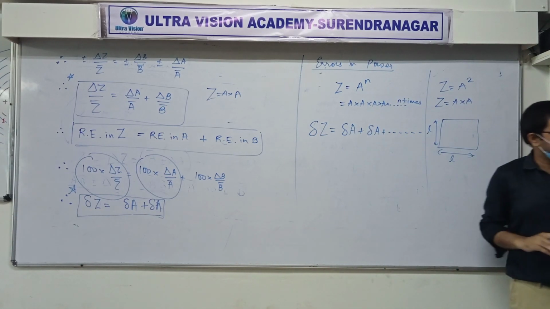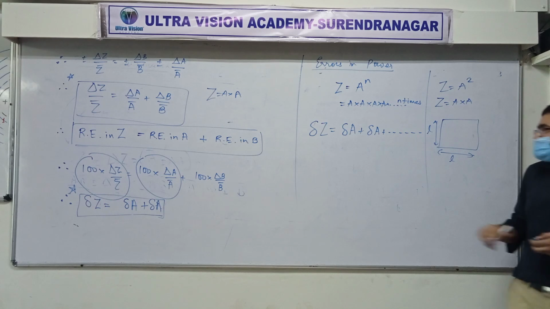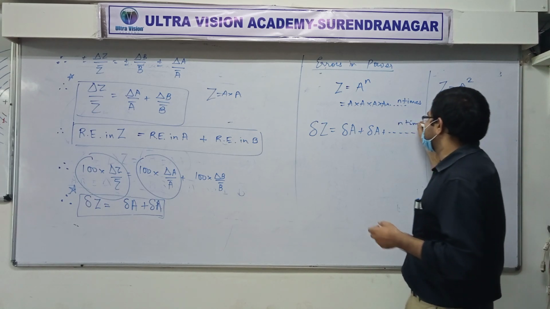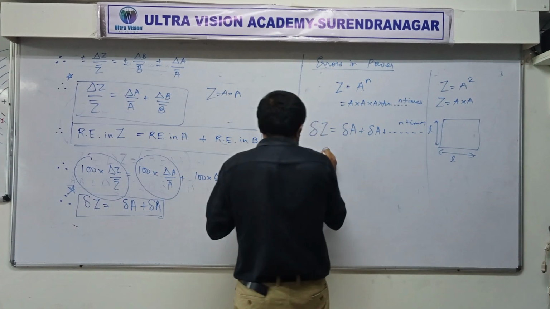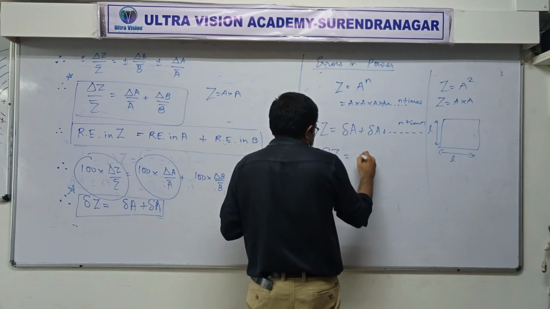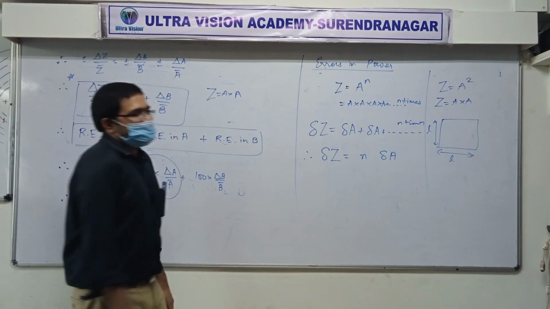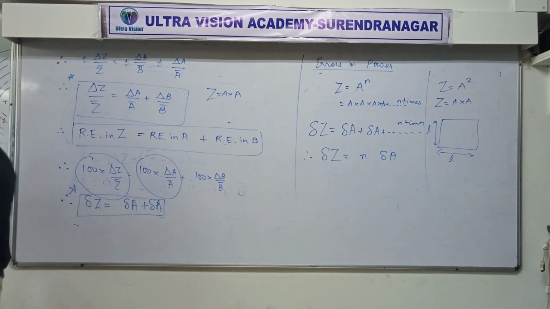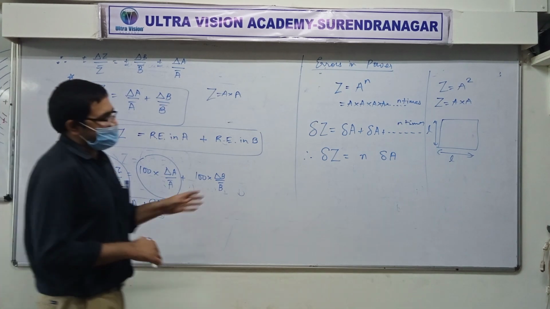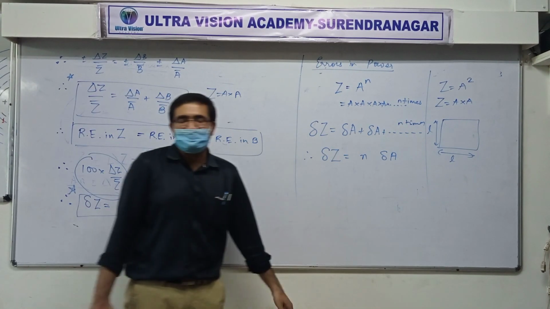Got it? How many times? 10 times. So this would be del Z is equal to n times del A. Clear or not clear? Yes. Same, n times. How is 1 plus 1 plus 1 plus 1, n times, going to be 1 into n. 2 plus 2 plus 2 plus 2, n times, is 2 into n. Just like that, del A plus del A plus del A, n times, is del A into n. Got it?